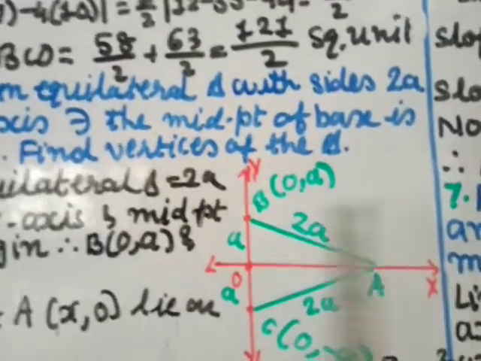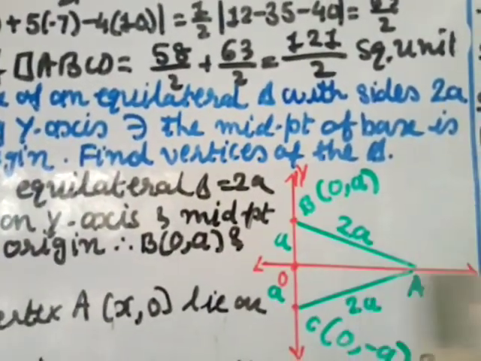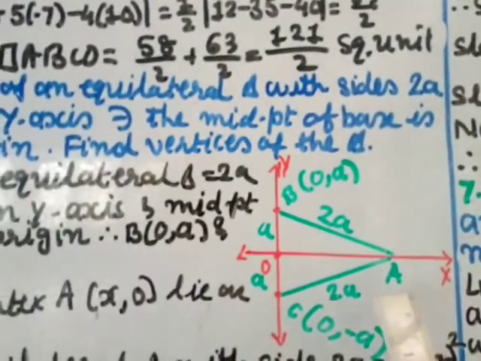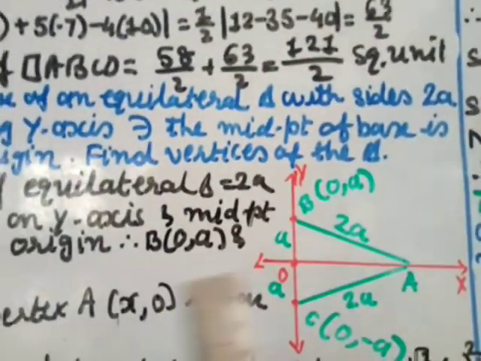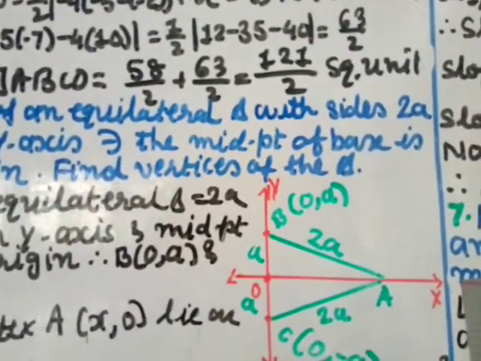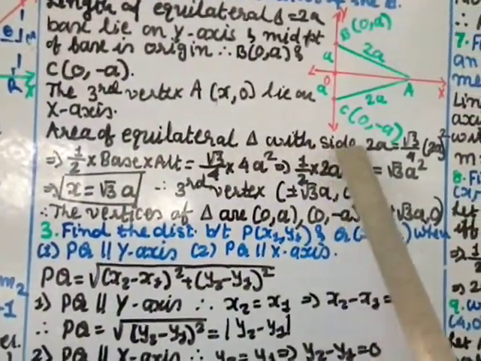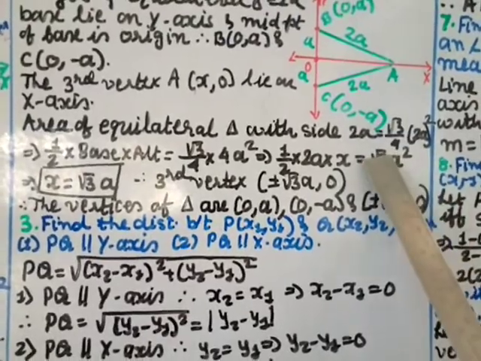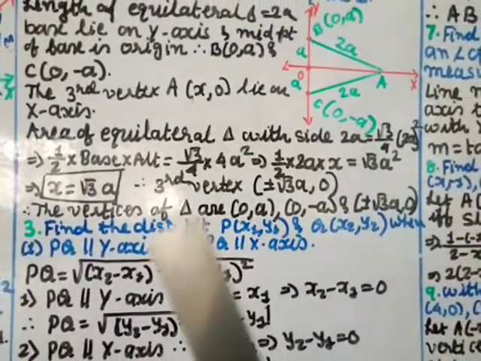It can be either this side or negative side. Okay, you can take both. We will write in the final both, because it can be either this side or this side of the axis. Okay, it can be positive side of x or negative side of x. Area of equilateral triangle with sides 2a equal to root 3 by 4 times (2a) square. Okay, this formula we know.